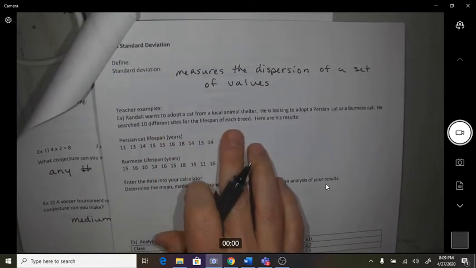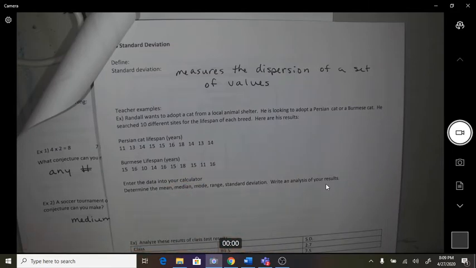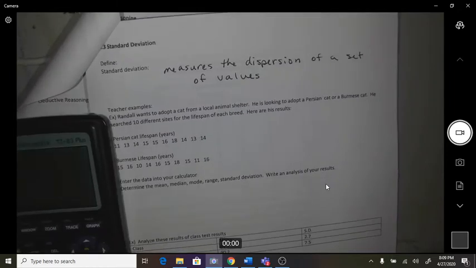Randall wants to adopt a cat. He's looking at two types, Persian or Burmese. He finds this result of their lifespan. So here's the first cat, here's the second cat, their lifespans. So we're going to enter the data.